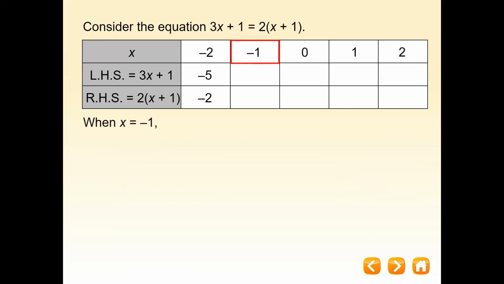Next, when x equals to -1, left-hand side equals to 3 times -1 plus 1 equals to -2. Right-hand side equals to 2 times bracket -1 plus 1 equals to 0. Similarly, we can calculate the values on the left-hand side and right-hand side for x equals to 0, x equals to 1, and x equals to 2.